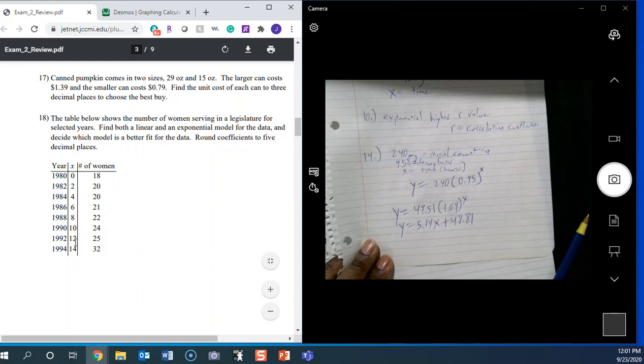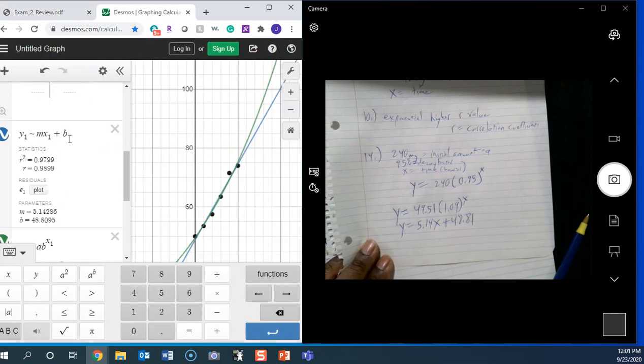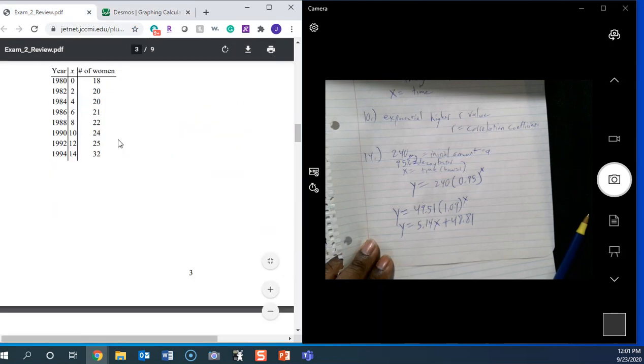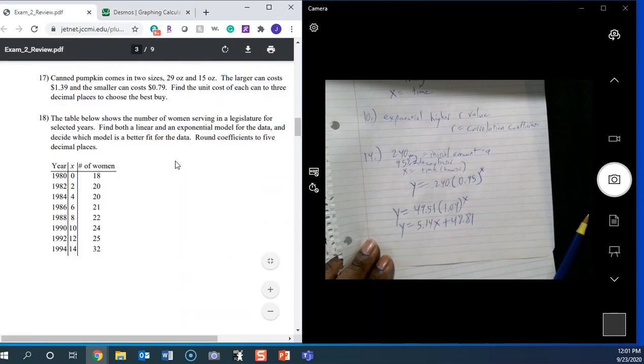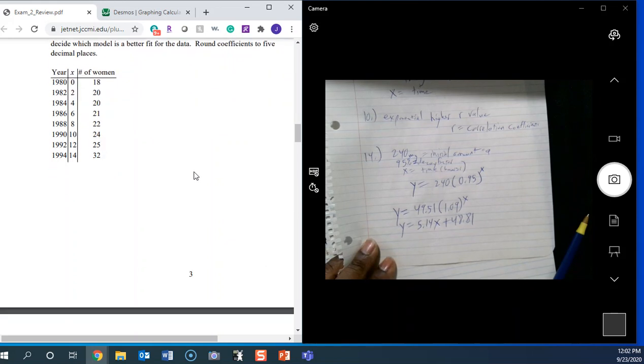So that would be your X. Your Y is the number of women. You would put it into Desmos, and then you would do what I showed you here. For the linear, you will put that y1 tilde mx1 plus b. For the exponential, you will put y1 tilde ab to the x1 power. And then that will give you both equations. And then it tells you to decide which model is the better fit. You'll look at their R value. Whichever one has the closest R value to 1 or -1 would be the better fit.